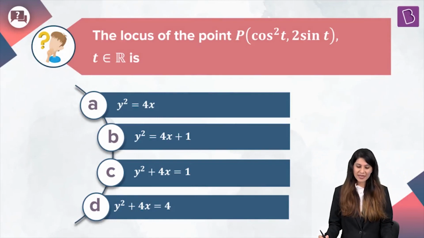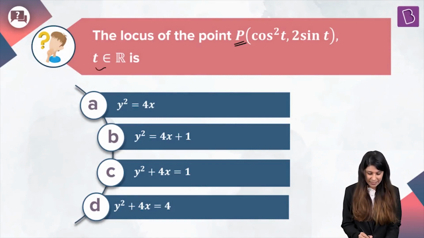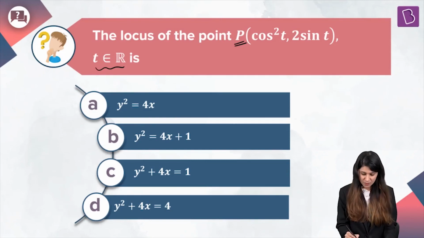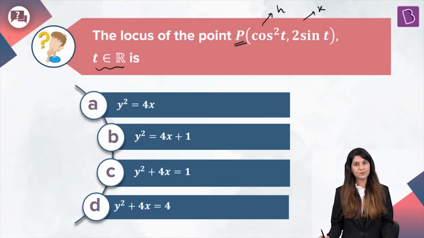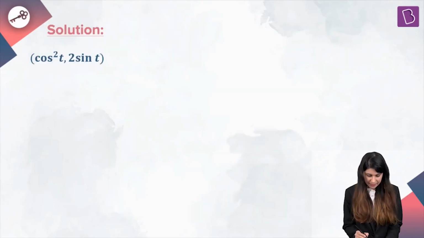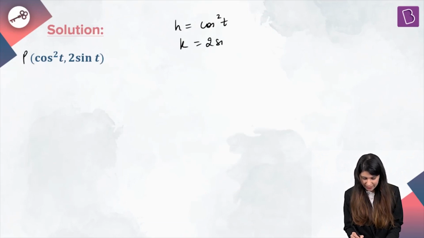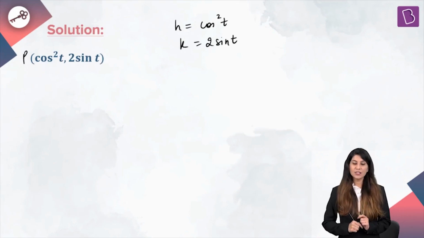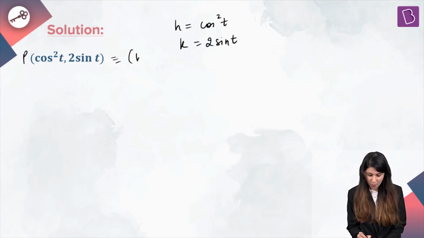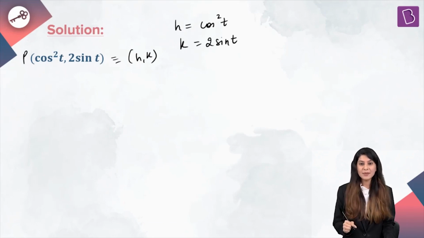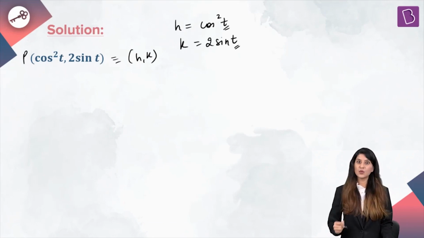In this question, we need to determine the locus of this particular point P, which is cos square t comma 2 sin t, where t belongs to R. Okay, so let's first understand one thing, that whenever you need to find out locus of any point, you just mark that point as h comma k. Okay, so let's mark this h is equals to cos square t and k is equals to 2 sin t. Yes, and we want to find the locus of point h comma k. Okay, that simply means that we want to eliminate this parameter t from these two equations.